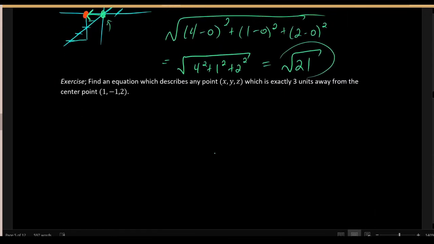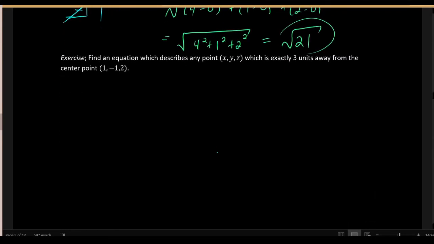Still continuing with this concept of 3-dimensional distance, let's ask another related question. Find an equation which describes any point x, y, z, which is exactly 3 units away from the center point 1, negative 1, 2. So in other words, we're given a specified distance this time. The distance is going to be exactly 3 units. We're also given a specified first point. We're traveling from the center point out 3 units, but the second point is being left unknown.